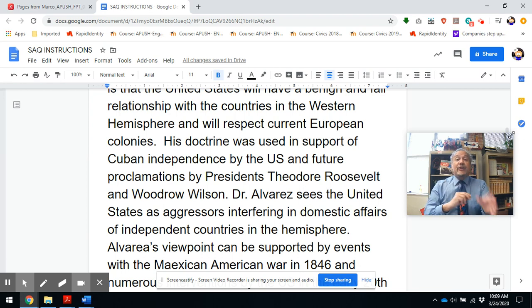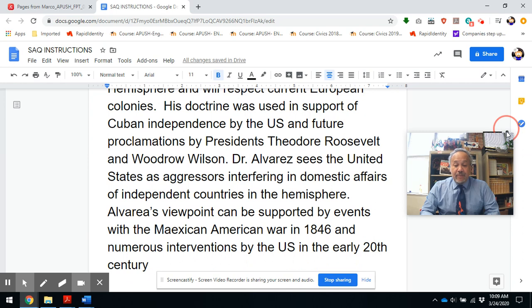Dr. Alvarez, and you notice I'm using the people's names. I said you can use their names. That's what you should do. Alvarez sees the United States as aggressors, interfering in domestic affairs of independent countries in the hemisphere. Alvarez's viewpoint can be supported by events. I just threw these in there because I knew there were some quick examples, even though I'm going to have to expand upon this in the next part. But I'm a little bit limited in the next part by a time period. So you really have to pay attention to time periods and what limits you.